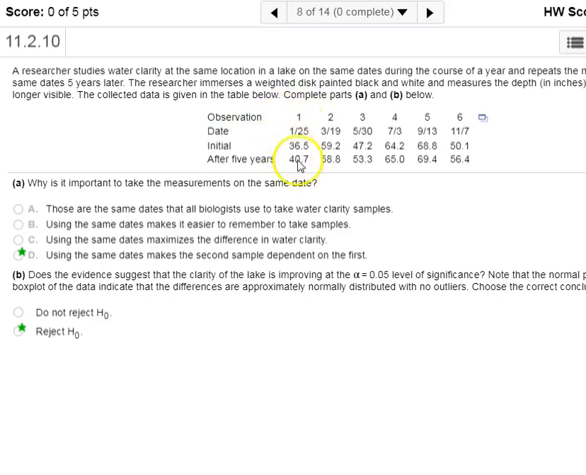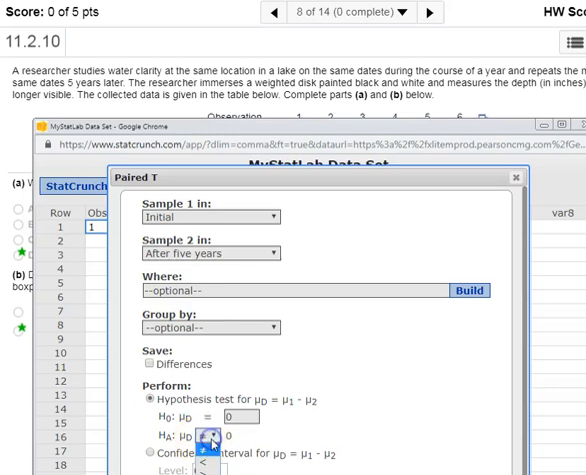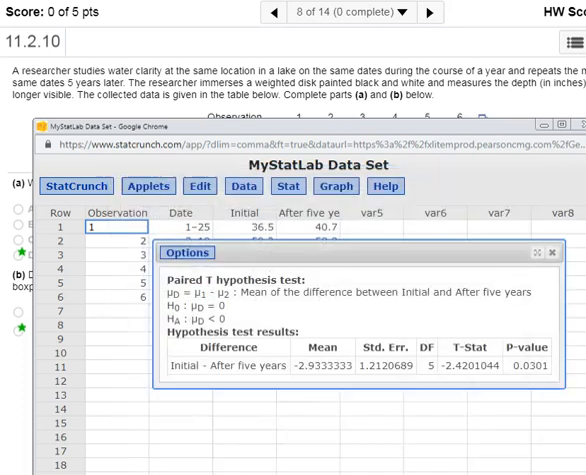It would mean that our clarity is actually higher, better 5 years later. So we're getting bigger numbers back 5 years later. So that subtraction would lead to something less than 0, because our second sample has larger numbers, higher clarity than our first. And so let's compute that.